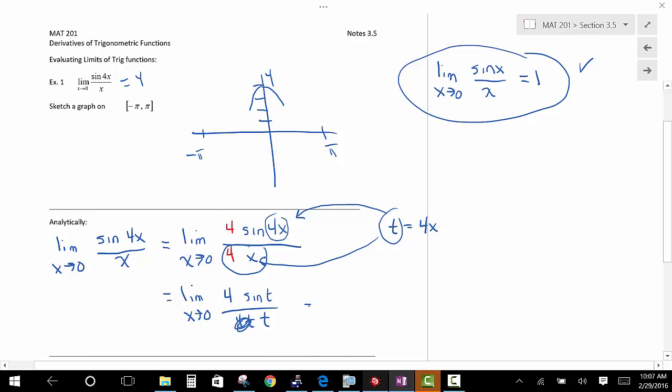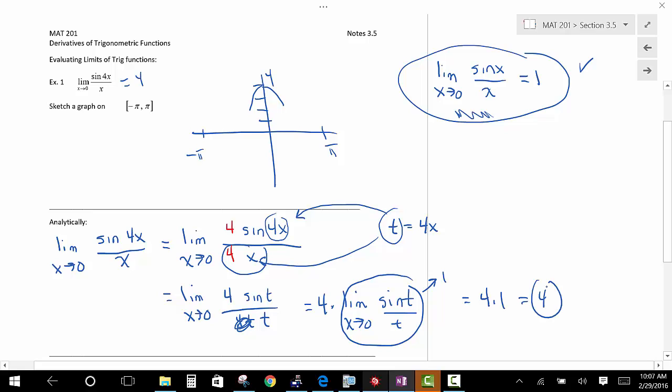So you could write this as 4 times the limit, okay, as x goes to 0 of sine t over t. Now this whole thing right here is going to be 1, because see, I changed it into this by just doing a simple substitution. Even though the variables are different, it doesn't matter. We can still think of that as t goes to 0. That thing right there is 1, so the answer is 4 times 1, so it's 4. So that's analytically how you do the problem.